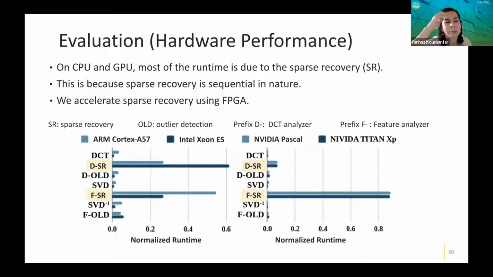Here are some evaluations on hardware. On CPUs and GPUs, because the sparse recovery is done as a sequential task, obviously it takes a long time. And this was kind of consistent across the different ones.